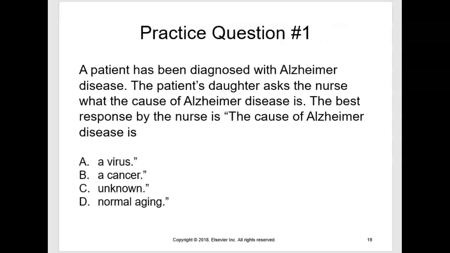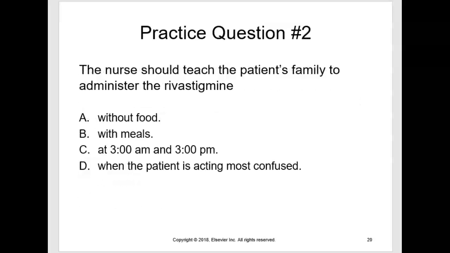I want you to go ahead and pause the video to read the questions and the answer options, and then pick out your correct answer and resume the video to see if you're correct. So for question number 1, the correct answer is C. The cause of Alzheimer's disease is unknown. For question number 2, the correct answer is A. Food decreases the absorption rate of rivastigmine, so it is best to be administered without food.